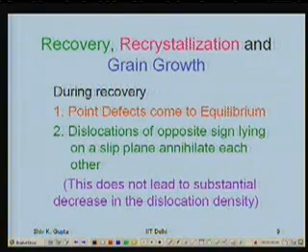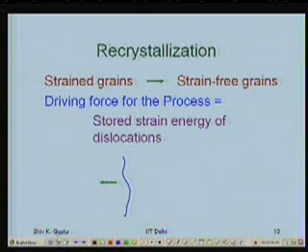So my dislocation density doesn't go down, really speaking. From 10 to the 12, it becomes 0.95, 0.97 times 10 to the 12, it hardly decreases. That's the kind of thing that may happen at the most. And that's why I'm making a point to mention that this does not lead to a substantial decrease in the dislocation density. Once this is all done, I say recovery is over.